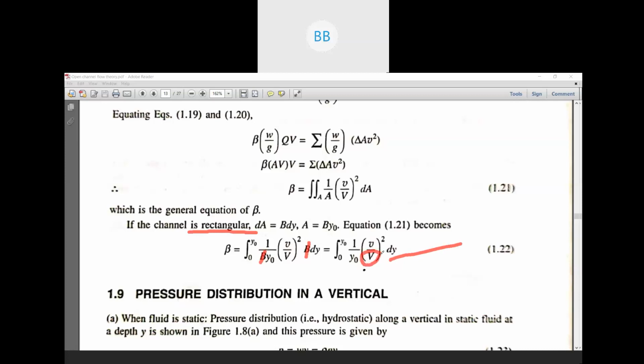So whenever you are asked to find alpha and beta, or you can say energy coefficient and momentum coefficient, for a particular channel section, first we have to find out the average velocity. Then we substitute those values in alpha and beta, and we find the result for alpha and beta for the particular channel.